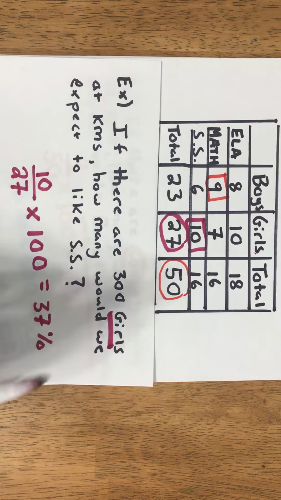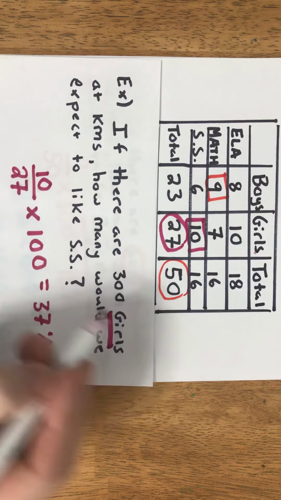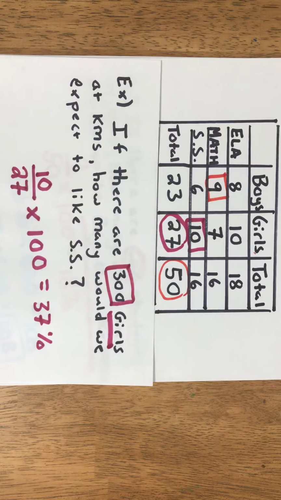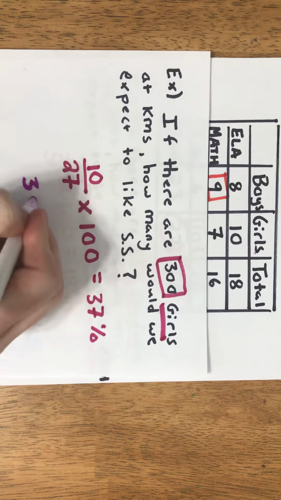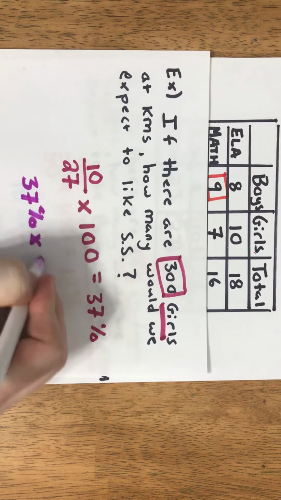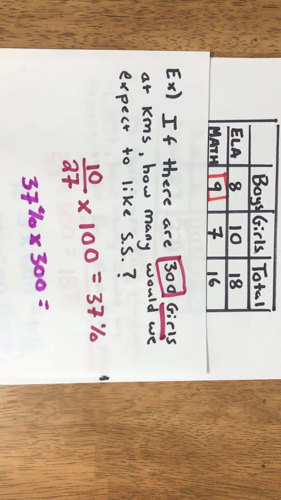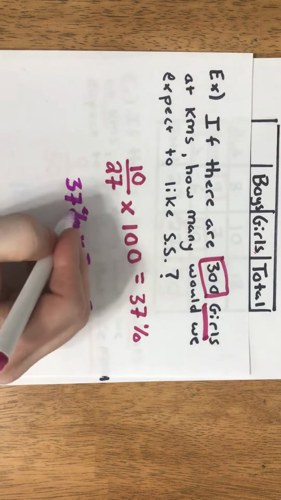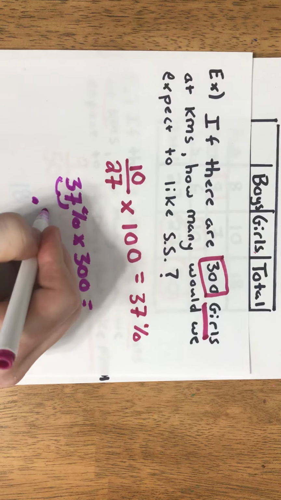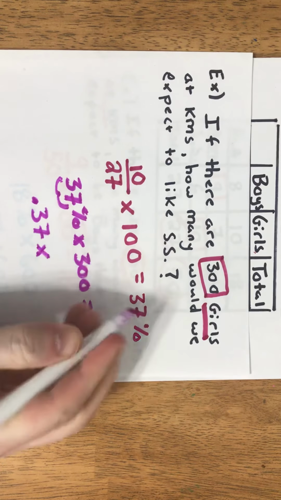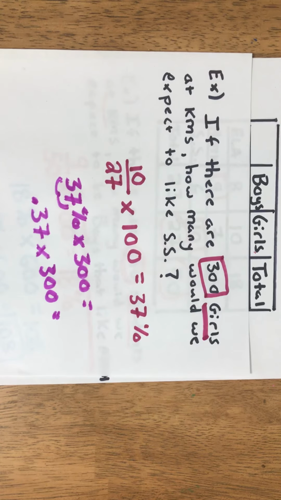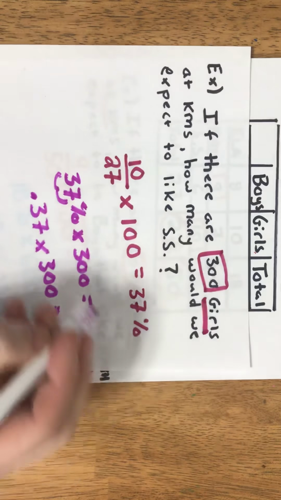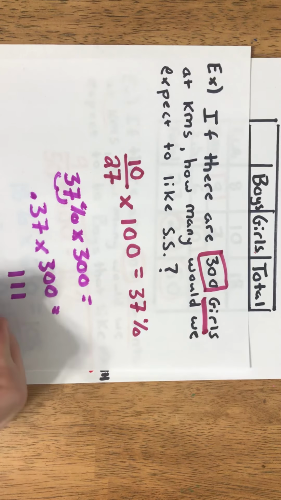So now we want to say, instead of having 27, we have 300. So for our final step, we're going to take our 37% and multiply that by 300. And again, to do that in your calculator, just move your decimal over 2 spots. So 37% becomes 0.37, or 37 hundredths, times 300. And if we put that into our calculator, we're going to get approximately 111 students.